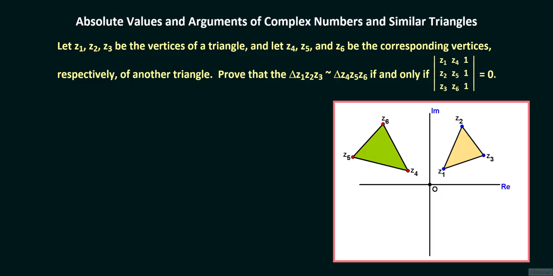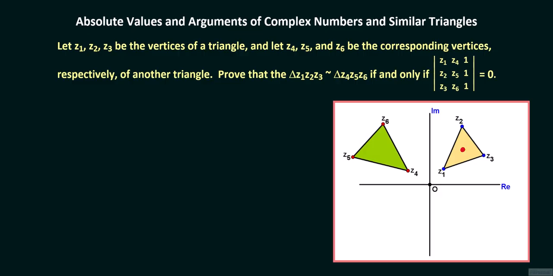However, there is one little caveat that we should point out regarding the conditions in the if and only if statement. The if and only if statement is true provided that the two triangles have the same orientation. Now, what do we exactly mean by the orientation of a triangle?